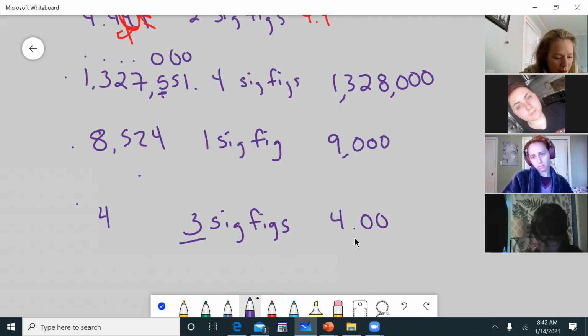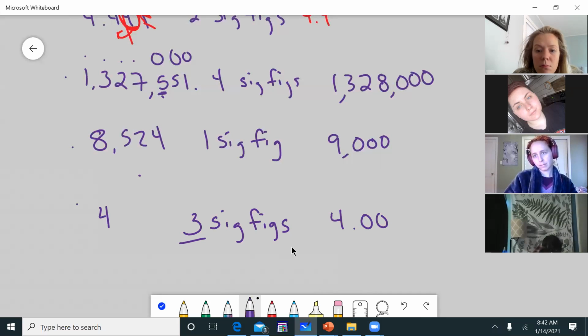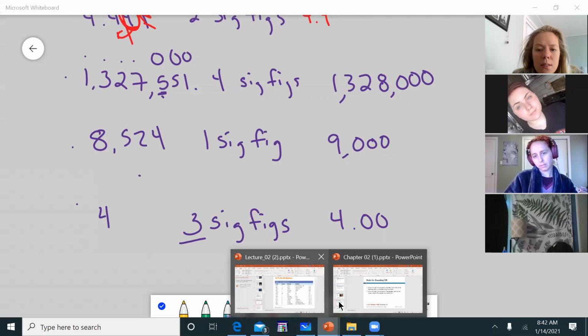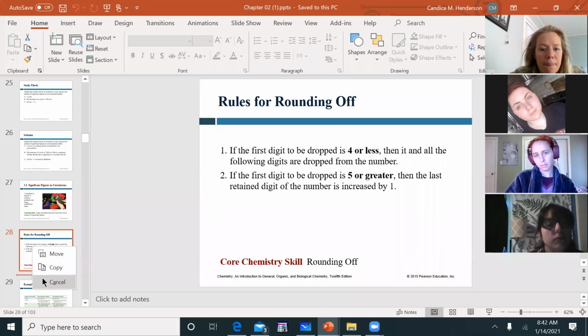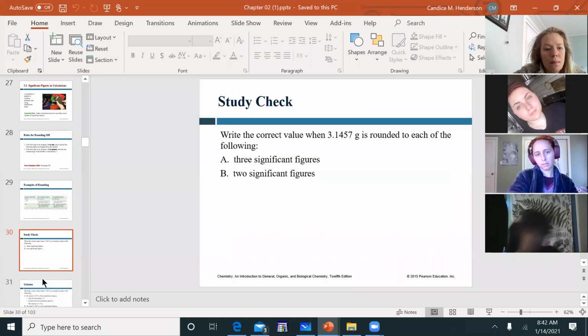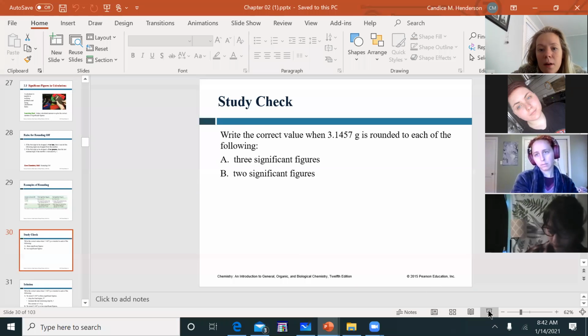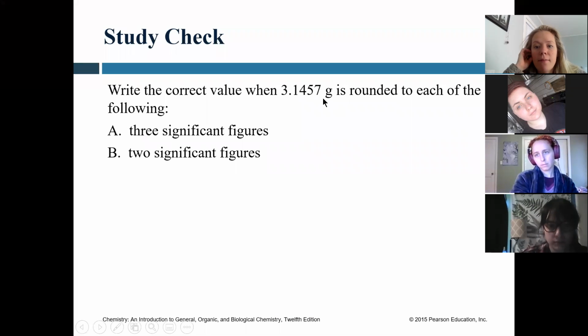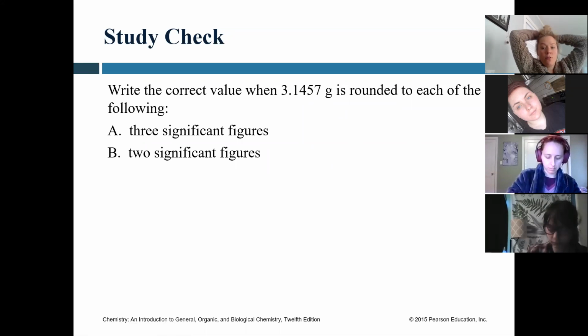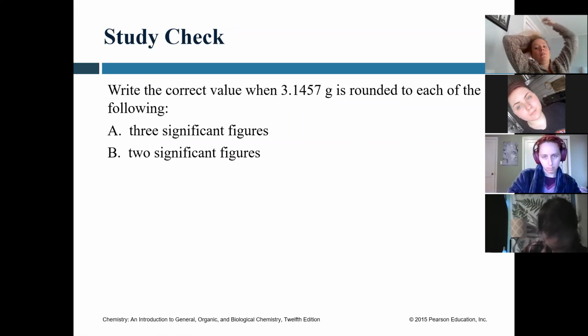I'm trying to think if there's any other kind of wonky situations we get ourselves into with rounding. I think that covers most of it. So let's look at this guy here. We've got this number, 3.1457. Round it to 2 significant figures and then also round it to 3 significant figures.